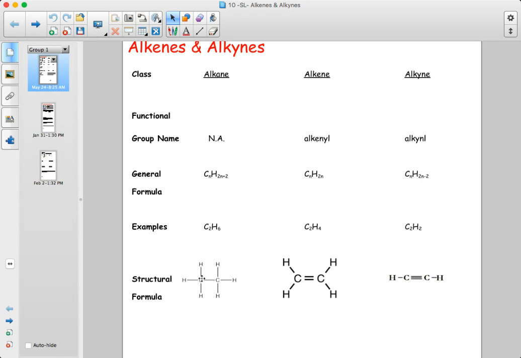In the same way that when we talk about methyl groups or ethyl groups, we can call them alkyl groups. It's not really a functional group, but when there's a side branch that is alkane, you call it an alkyl group. So these are called alkenyl and alkynyl.